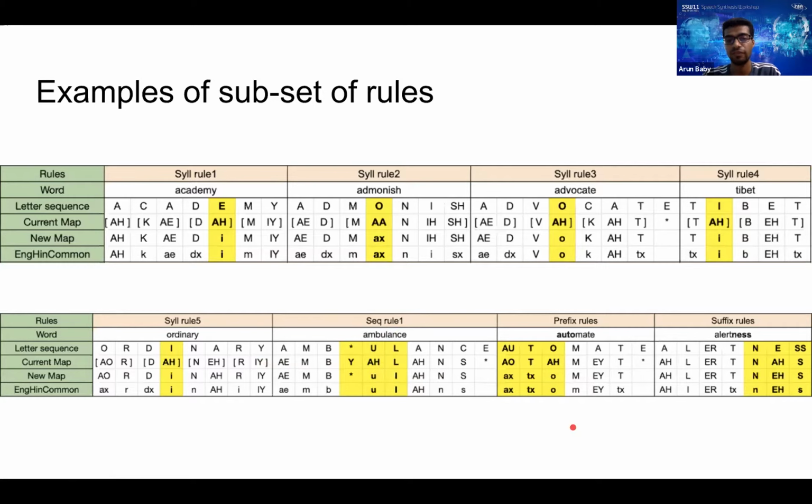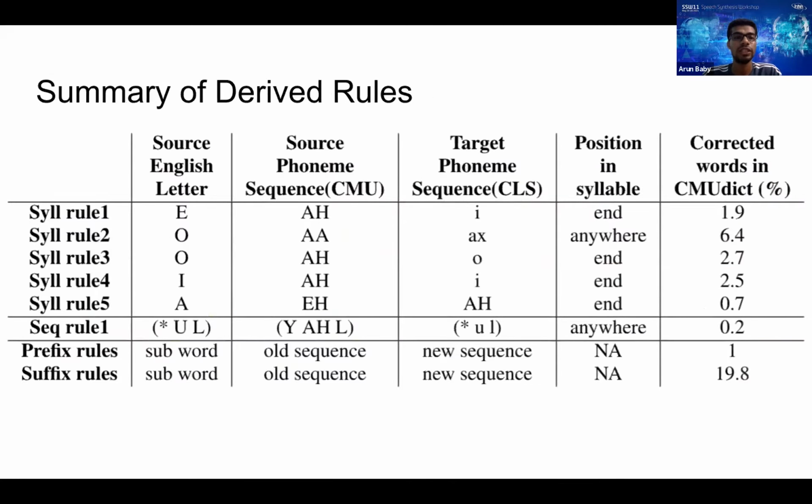Similar to that, we have prefix rules, where the word automate has the US or English way of pronunciation, whereas the Indian way is different. So those kinds of corrections are identified here, and we have formed rules based on that. Similar to that, alertness is a suffix rule. So these kinds of things are identified, and we have created some set of rules to correct the final parsing. Here, in this slide, I just want to show how many of the words in the CMU dictionary are going through these rules and getting corrected. For example, with the syllable-based rules, around 12% of the words are getting corrected. Sequence rules are very few, and prefix and suffix rules are a major chunk.